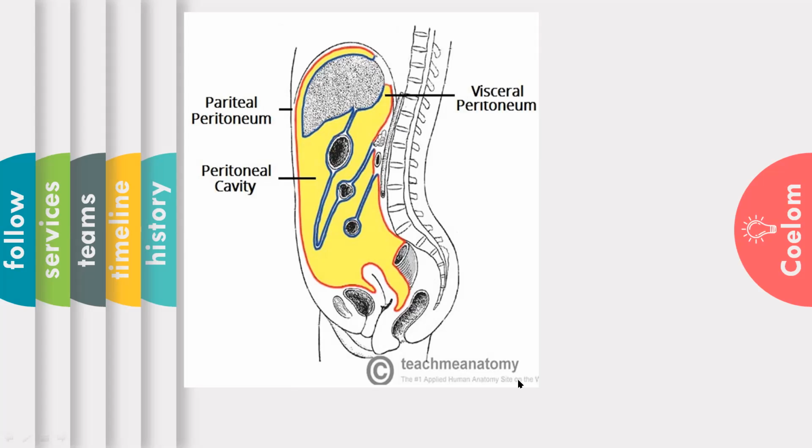This diagram is taken from Teach Me Anatomy. This is a copyrighted material which I am using here for study purposes. Now, if you see the cavity between this blue and the orange line is called as the peritoneal cavity, which we also call the cavity.